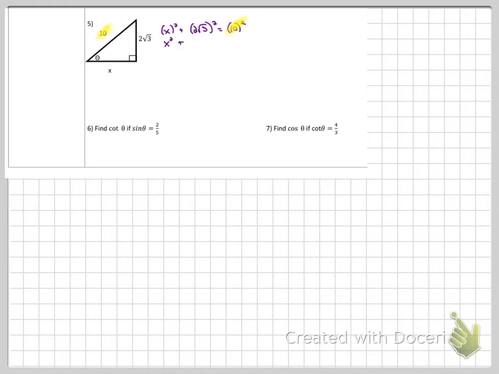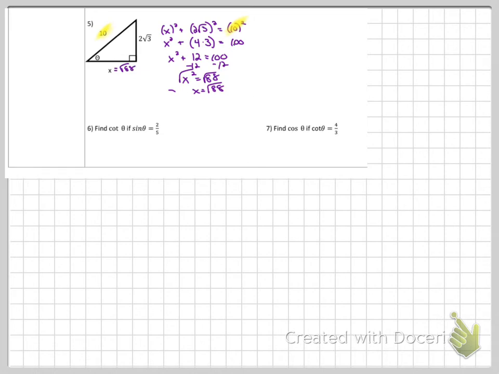Okay, when you square something like 2 root 3, you square the 2, which is 4, and you square the root 3 and it crosses out, and it just leaves you with a regular 3. Equals 100. I'm not done though. X squared plus 4 times 3 equals 12. Equals 100. Subtract the 12. X squared equals 88. Square root, x equals the square root of 88. That's this side.